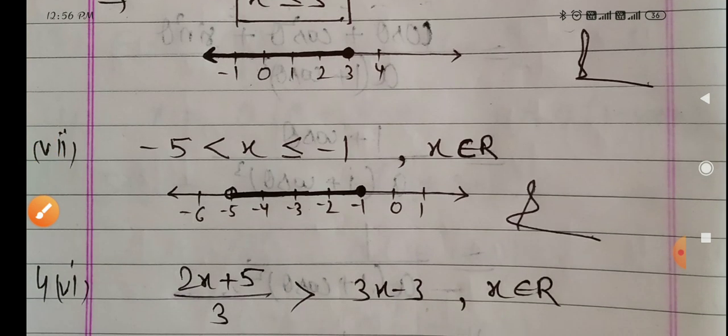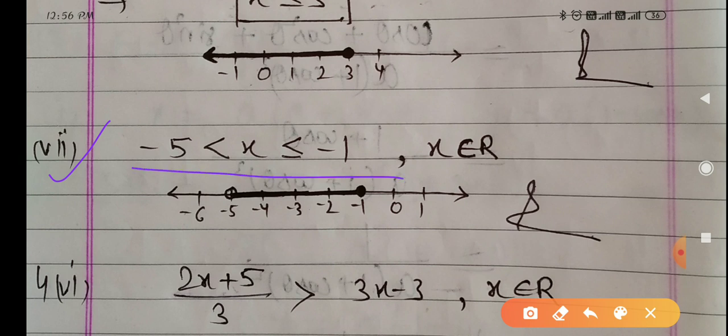Now one more part I am taking, the seventh part. So here an already solved inequation is given. It is given minus 5 is less than x is less than or equal to minus 1. So x is greater than minus 5 but less than or equal to minus 1. From minus 5 to minus 1 you have to move.